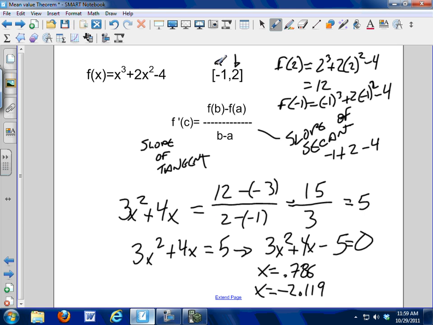So that means that those are both in my interval. So that means twice it happens that the slope of my tangent line is equal to the slope of my secant line within that interval. So these are both perfectly good answers. So if I were to draw a picture of this, I probably should have done this first.